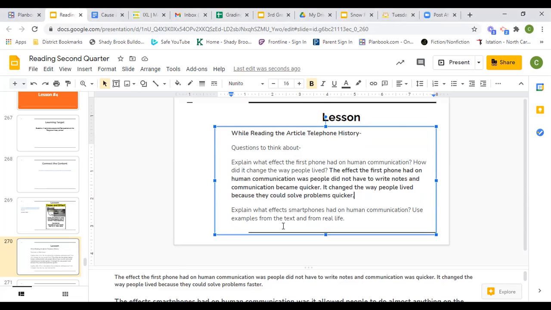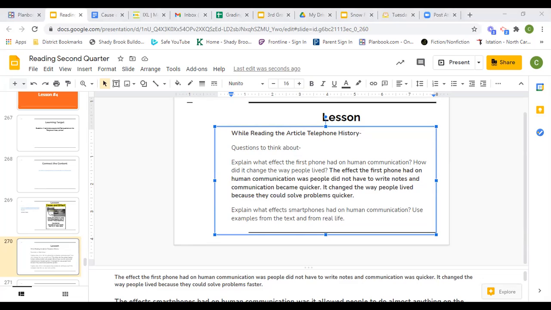Next question. Explain what effects the smartphone had on communication. Use examples from the text and from real life. Well, the effects smartphones had on communication was it allowed people to do almost anything on the internet. If we go back into the text, it says, in 2007, the first smartphone was released. Smartphones allow people to do just about anything you can do on the internet.